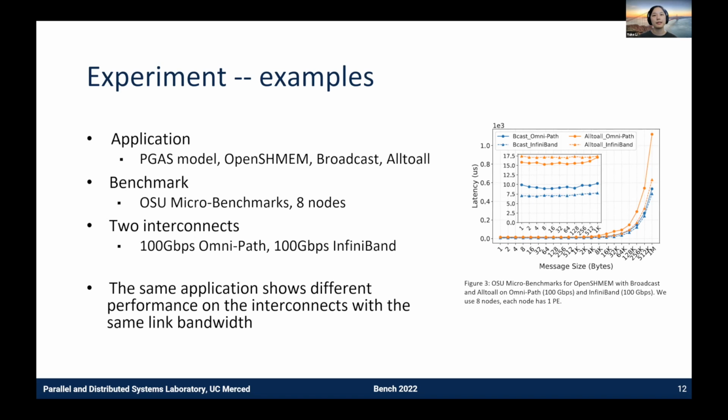And when the message size is large enough, like 1 megabyte, we can observe that the latency of OmniPath can show 2 times the degradation compared to the one on InfiniBand.